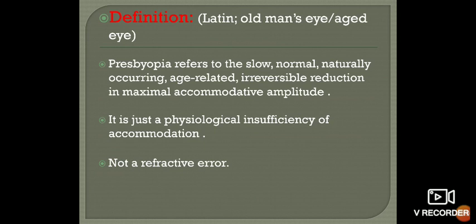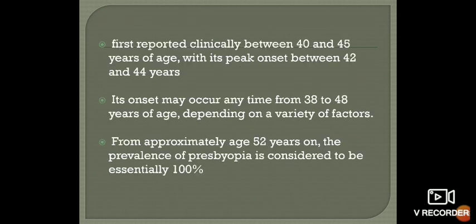As the age advances, the amplitude of accommodation decreases, which leads to presbyopia. So it is not a refractive error, it is just a physiological insufficiency of accommodation. It is first reported clinically between 40 and 45 years of age, with its peak onset between 42 and 44 years. Its onset may occur at any time from 38 to 48 years of age, depending on a variety of factors. From approximately age 52 years onwards, the prevalence of presbyopia is considered to be essentially 100%.